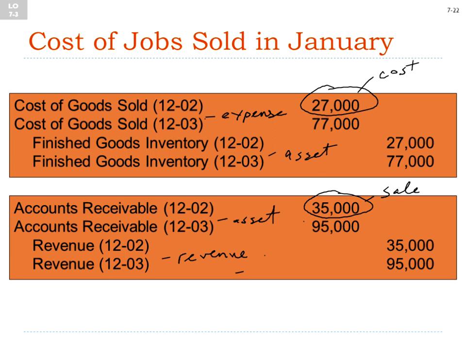Notice the same pattern for job 1203. You have the cost of goods sold of $77,000, but you sold it for $95,000. Again, you're going to try to get some profit from your sale.